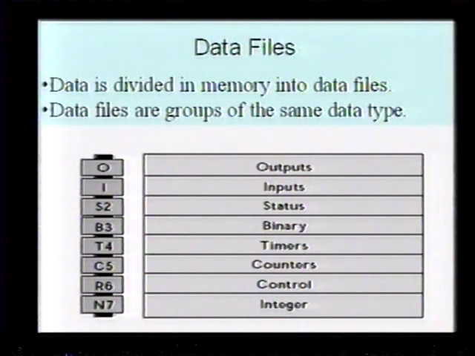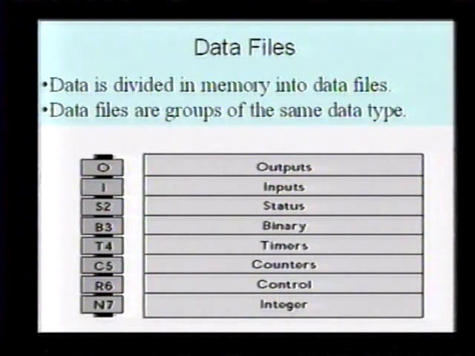In the RSLogix 500 software, you have data files. Data is divided in memory into data files. Data files are groups of the same type of data. So O is outputs, I is inputs, and that's not a 0, it's an O. So you have to put in O, not a 0. S2 bits are your status bits. It's kind of like your housekeeping bits. Binary is your B3 bits.